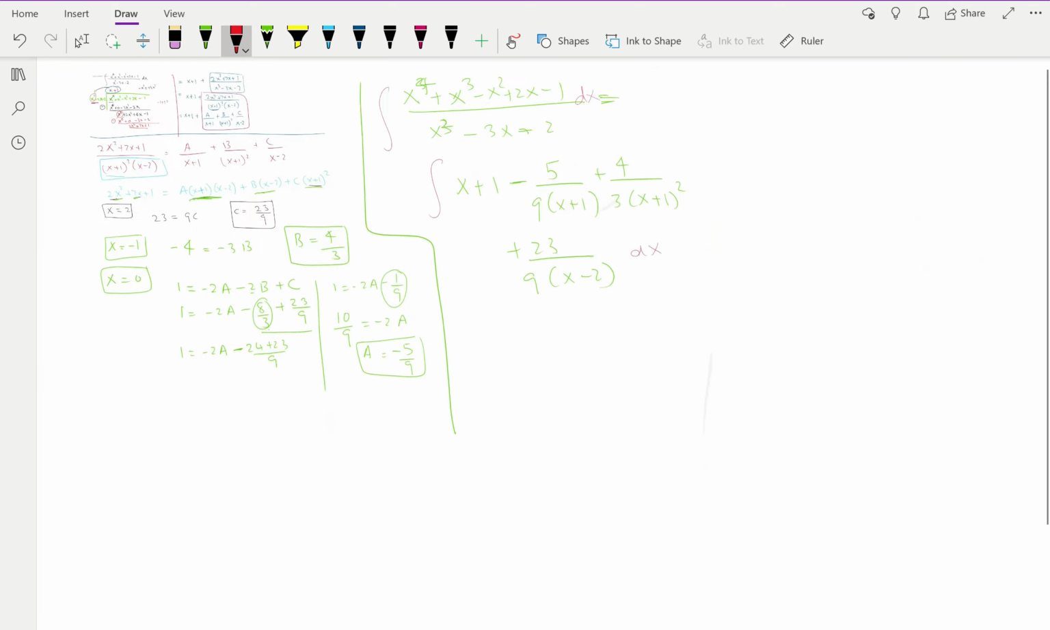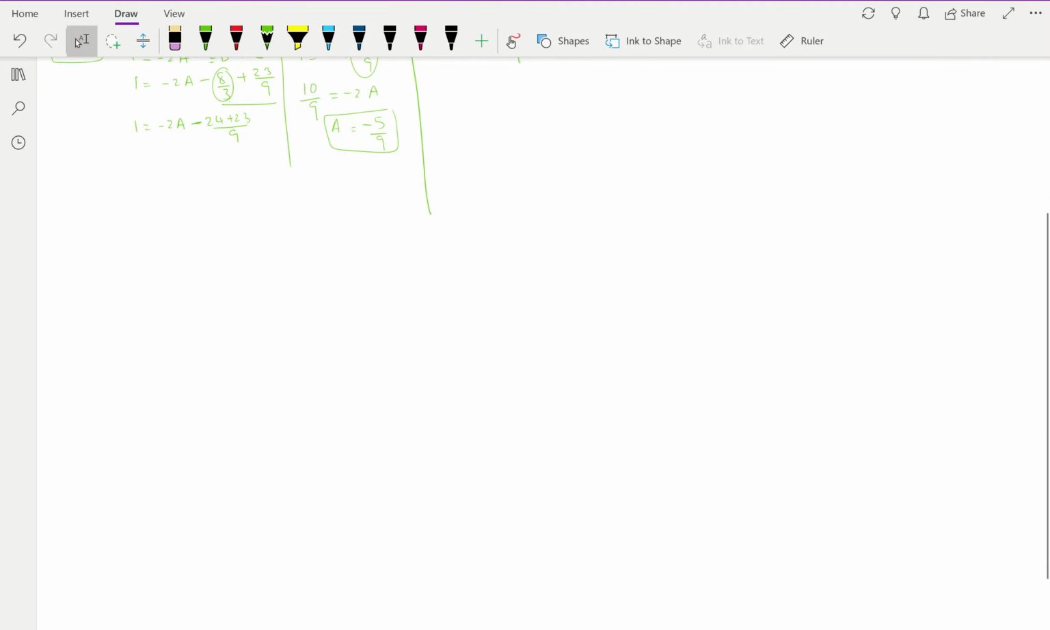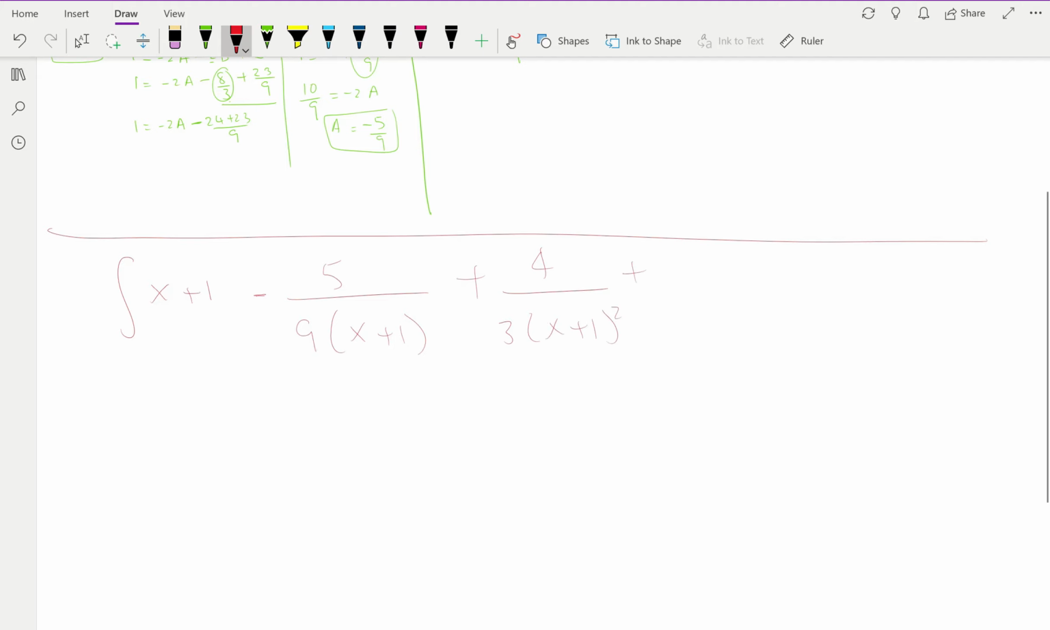Okay, so let me find space here because we need space to do the integration. We want to integrate x plus 1 plus, let's see, minus 5 over 9 over x plus 1 plus 4 over 3 over x plus 1 squared and plus 23 over 9 over x minus 2. So we want to integrate this. Let's do the integration. Here it's easy to integrate x plus 1. We can integrate these four terms separately. So integral of x plus 1 is x squared over 2 plus x, right? If you integrate x, it's x squared over 2. If you integrate 1, it's x.